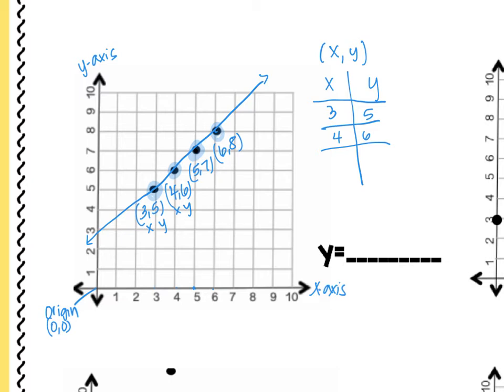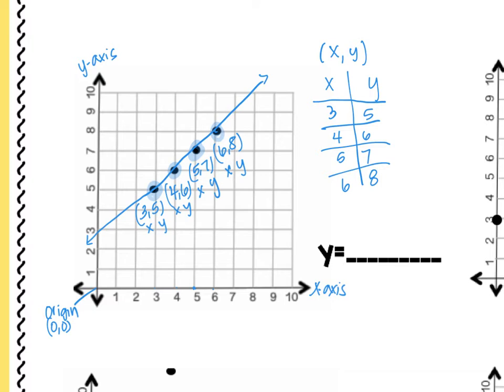And now we have 5, 7. 5 is our x, 7 is our y. And we have 6, 8. So 6 is our x and 8 is our y. Put that in our table. And now we need to figure out how do we get from 3 to 5. And remember, we need to have an additive or multiplicative pattern. So is there anything plus 3 that equals 5?